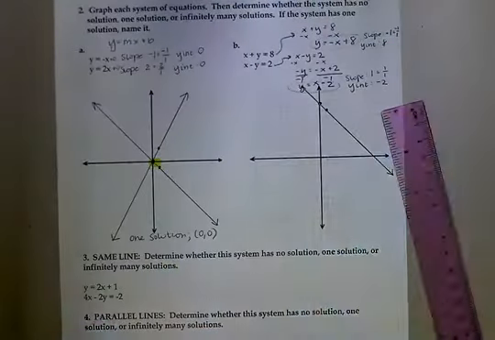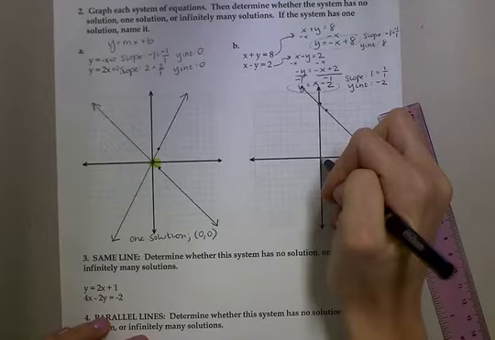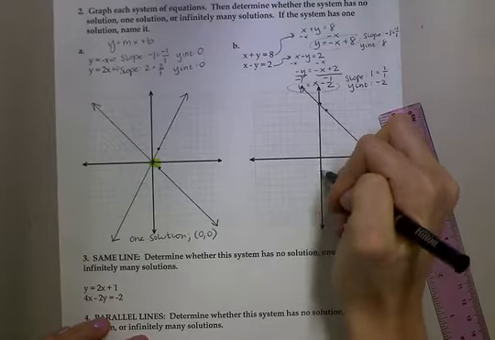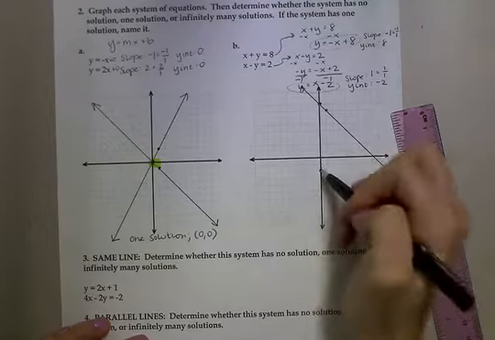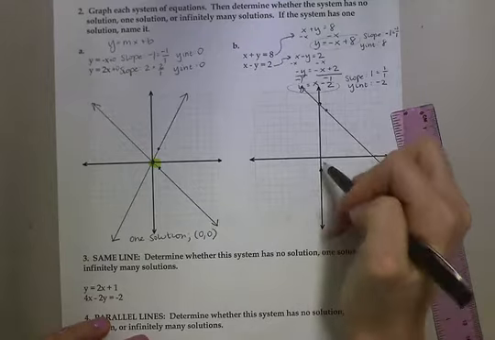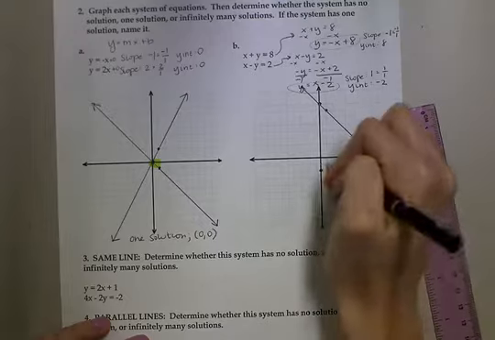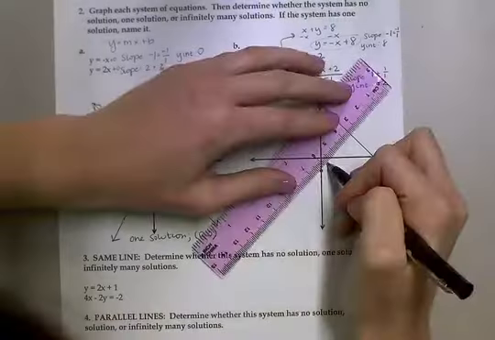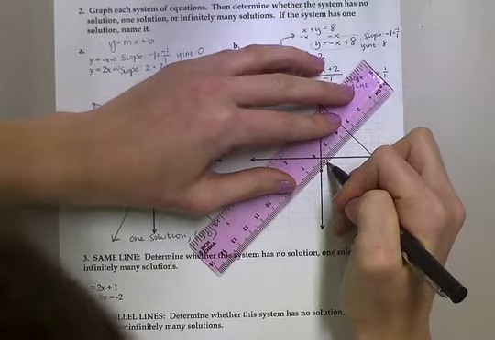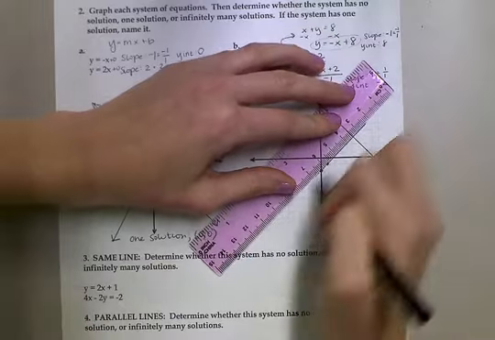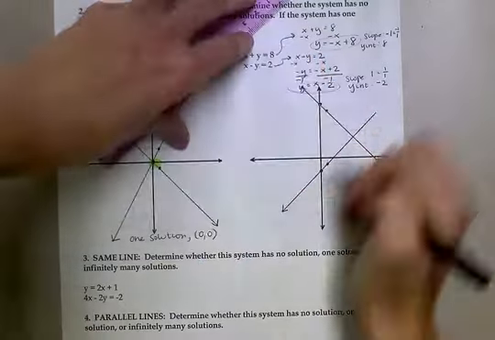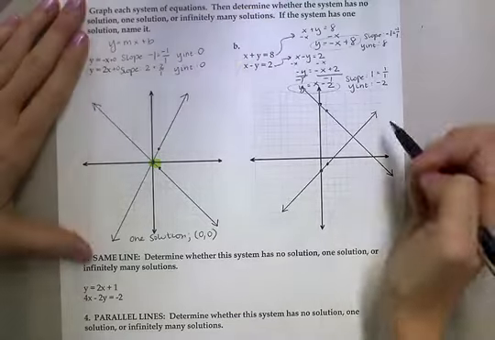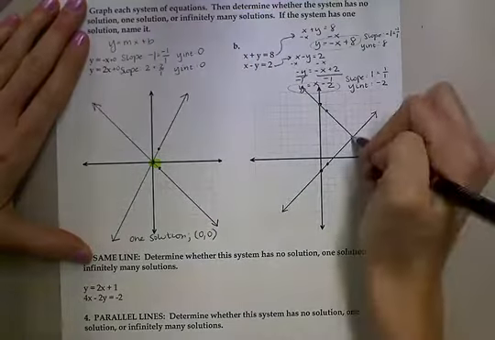All right, our second equation, our y-intercept is -2. Start down here at -2. And our slope is 1, so we're going to go up 1 and right 1. Okay, we'll go ahead and draw our line through our points. And this looks again like the case of intersecting lines. And here's where they intersect.